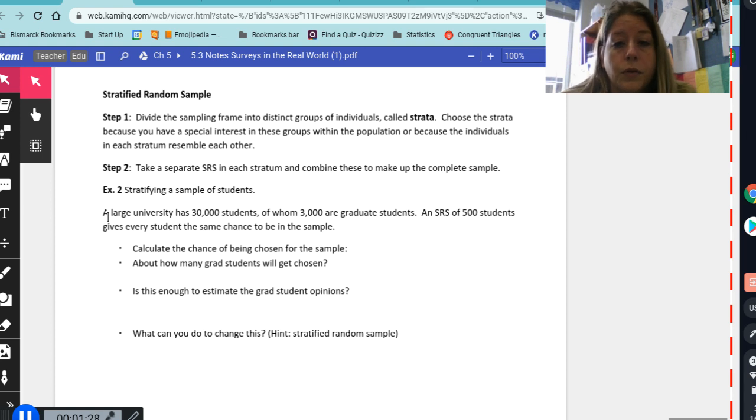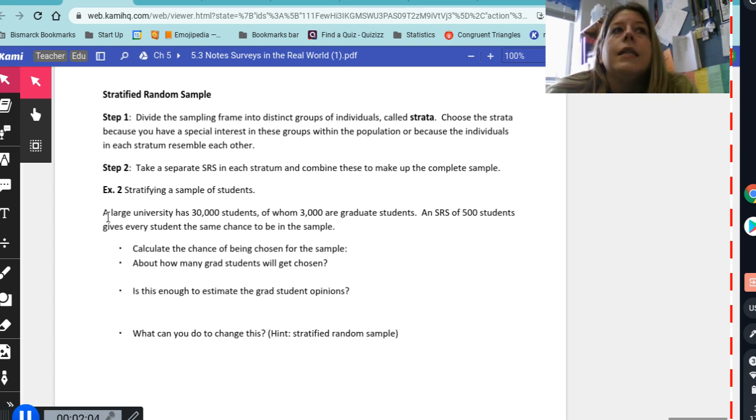So take the total number of students, which is 30,000, because the 3,000 are included in that. And then we're going to do 500 divided by 30,000. So each student has a 1.7% chance of being chosen for the sample. And we multiply that by the number of grad students, so multiply that by 3,000. Only 50 grad students would be chosen.